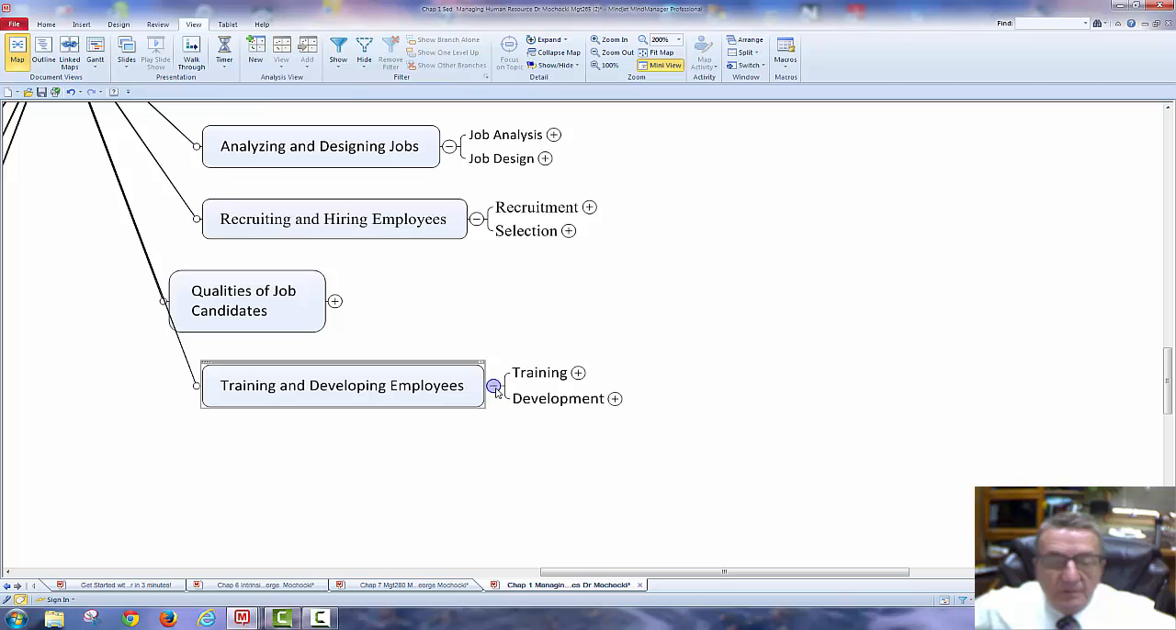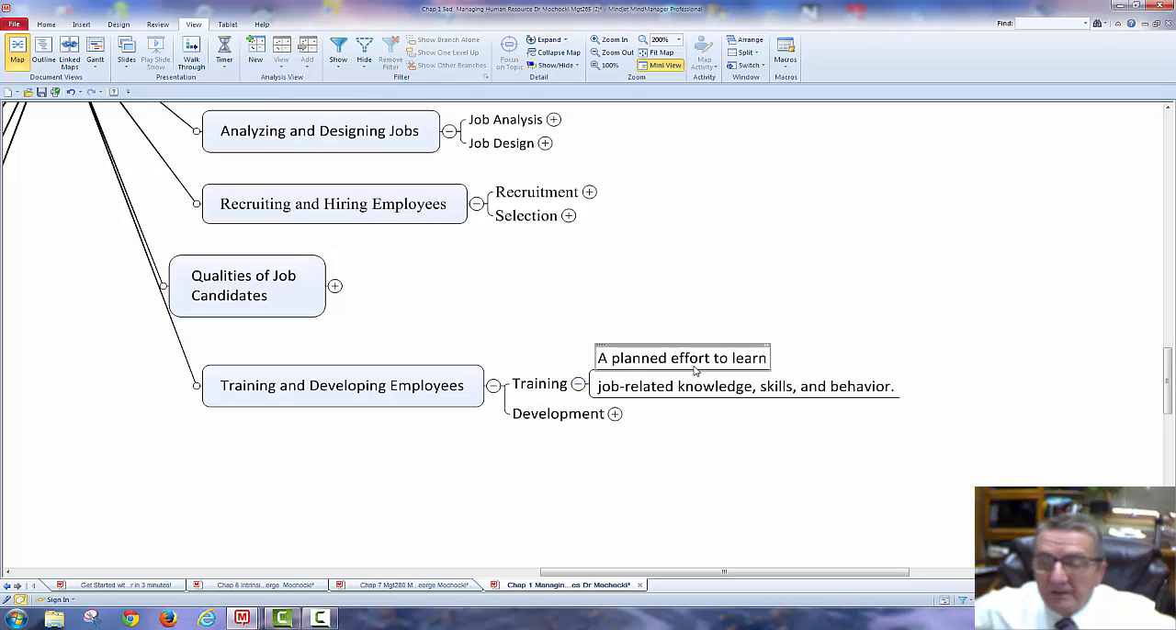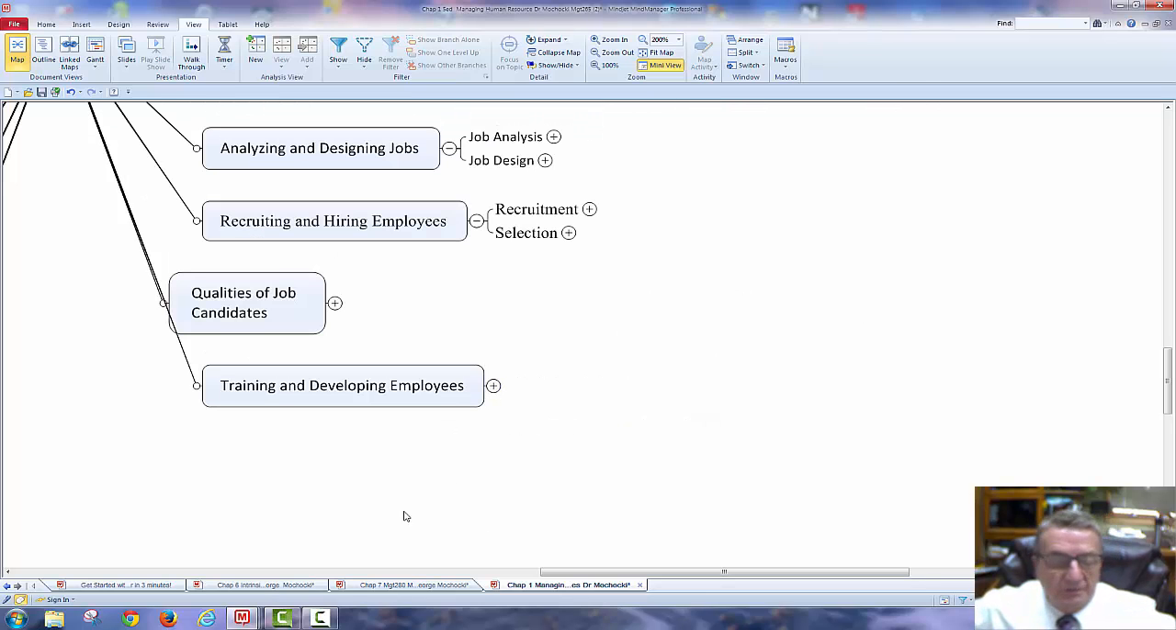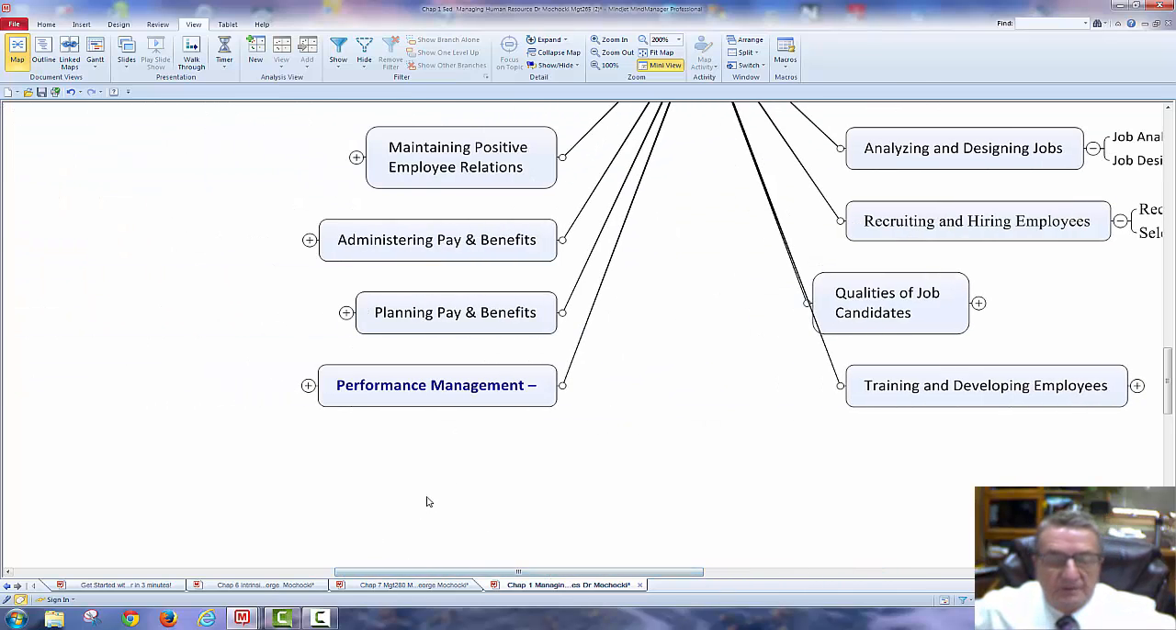Now, training and developing employees. How do I train employees? Plan effort. They have to know the job, the regular tasks, and I've got to develop them so they have certain skills, certain behavior that fits into the culture, and also so they could grow and become a learning individual that fits into my learning type of company.